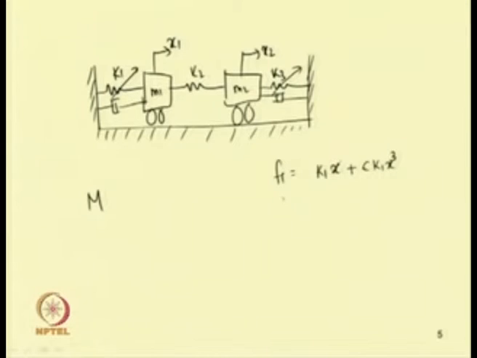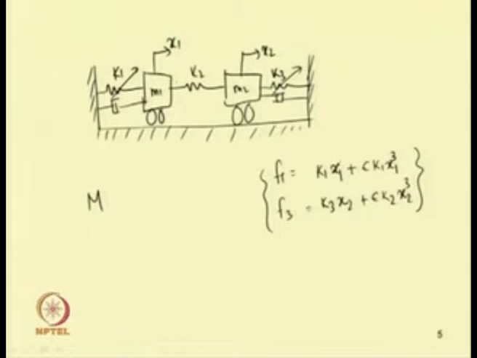Similarly, for the third spring we can write the spring force equal to K 3 x 2 plus epsilon K 2 x 2 cube. And this is K 1 x 1, because this first spring will be extended by an amount x 1. This way we can introduce the nonlinearity in the system.